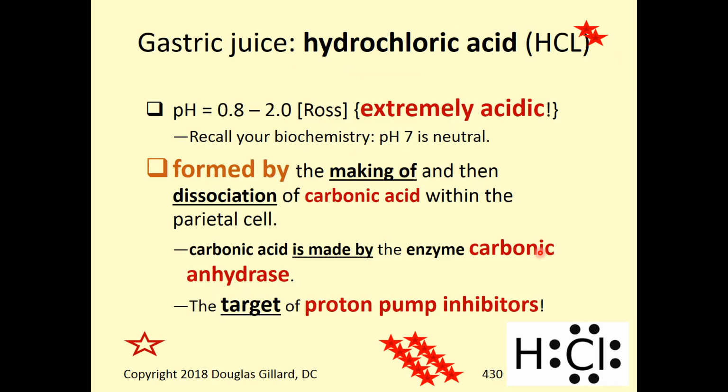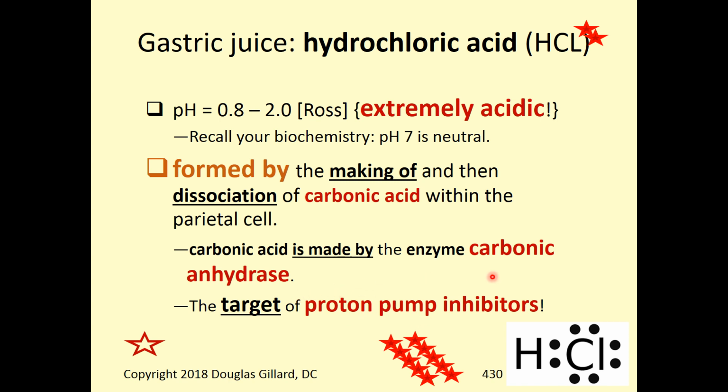Okay, the pH in the lumen of the stomach is very acidic, right? Normally, especially if you had a high protein meal, it can get all the way down to 0.1, according to Ross, more of a medical histology book, which I really like. We use Junqueira. But extremely acid, right? It's formed by the dissociation of carbonic acid. Everything I just said, carbonic acid is made by carbonic anhydrase. Lots of stars. Guys, you know when I put stars, I get excited. That's got a high chance of being on my exam. The target is proton pumps.